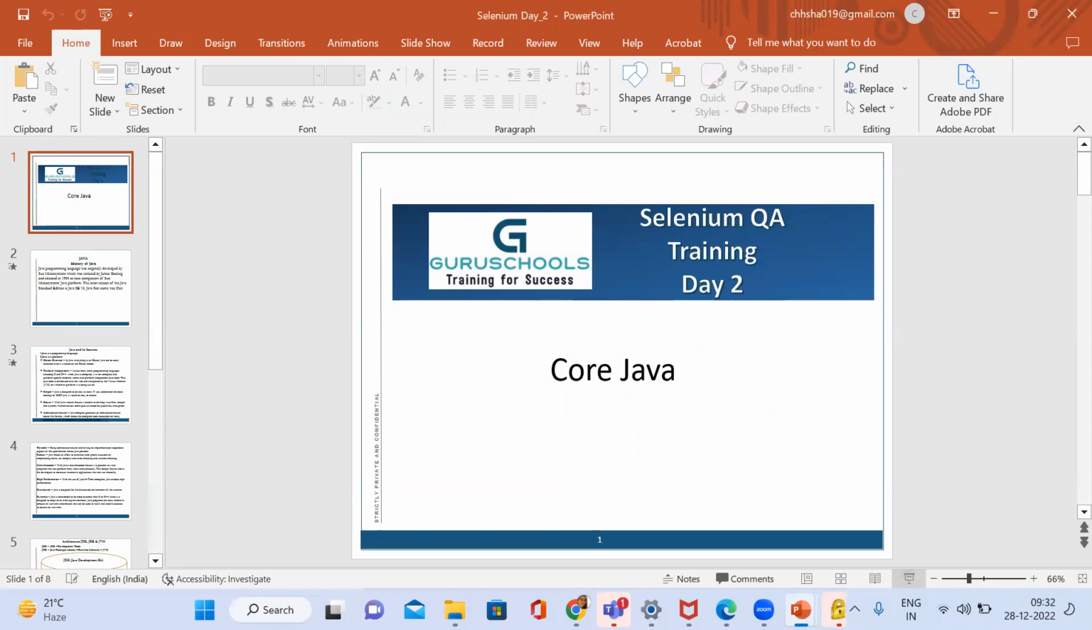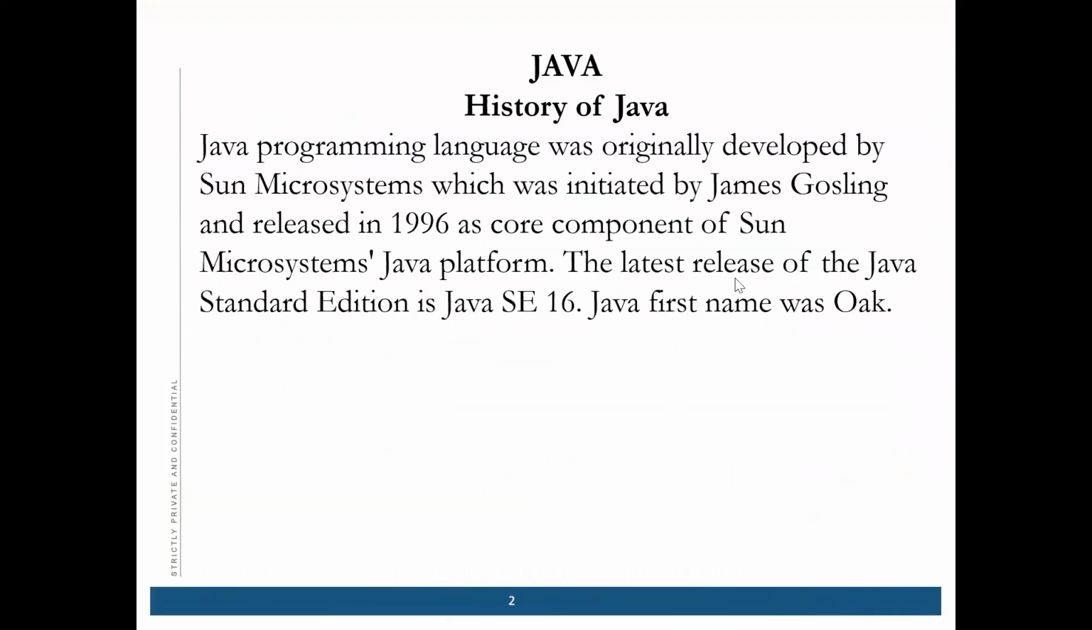So what is core Java? This is the core Java part. So what is Java? Basically it is a programming language which was originally developed by Sun Microsystems, initiated by James Gosling. It was released in 1996 as a core component of Sun Microsystems. Now it is taken over by some other company. The latest release is not SE 16, it is now 18 also.